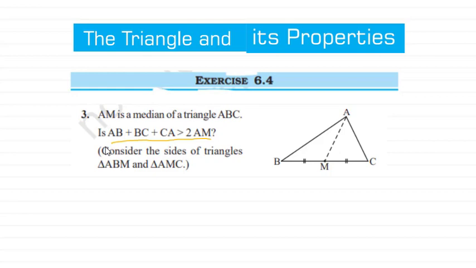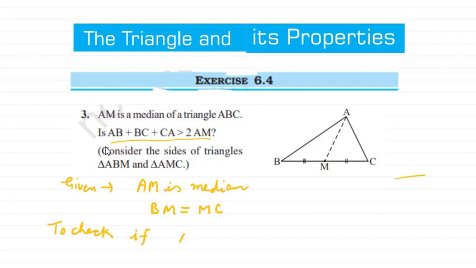So here in this question, first we will see what we have. So here we'll just write the given. Given that AM is median. So if AM is the median, that means BM is equal to MC. So this is given. Now here we have to check if AB plus BC plus CA is greater than twice of AM. So this we have to check here in this question.